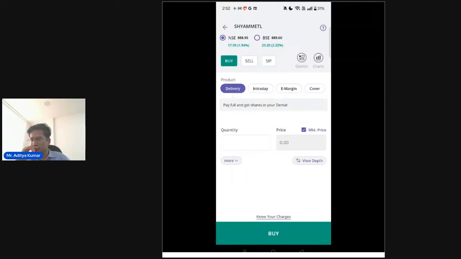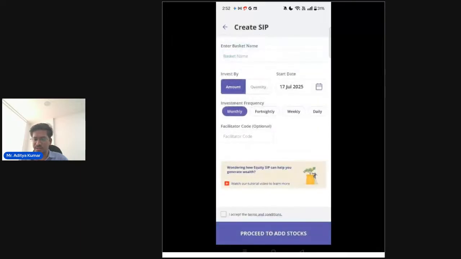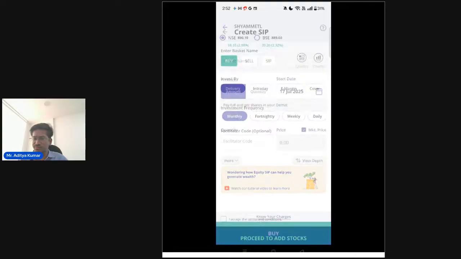So as you can see, for this stock, you can toggle between the exchanges BSE and NSE that you want to place an order with. Then you have buy, sell, and SIP. Buy is to purchase the share, sell is to sell your existing holdings. SIP is to invest in the stock regularly, monthly, like the SIPs that we do in mutual funds.